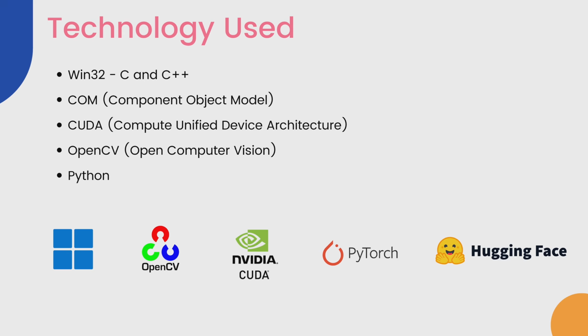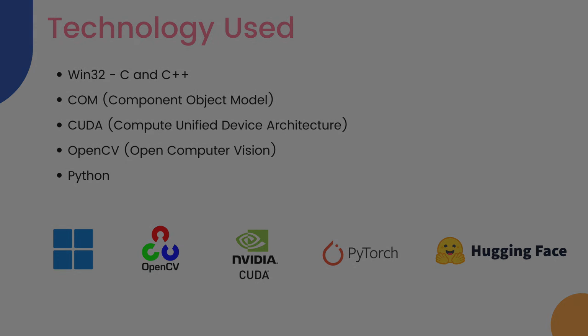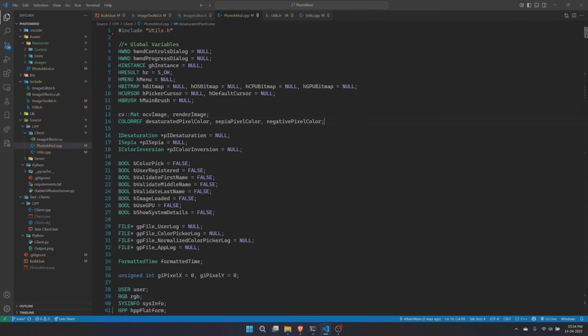PhotoMind is based on 5 things: Win32 SDK, which utilizes C and C++, COM, that is Component Object Model, CUDA, that is Compute Unified Device Architecture, OpenCV, which stands for Open Computer Vision, and Python. Let us explore the application now.